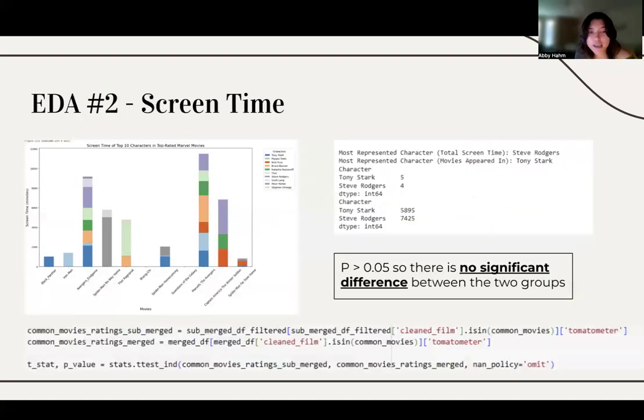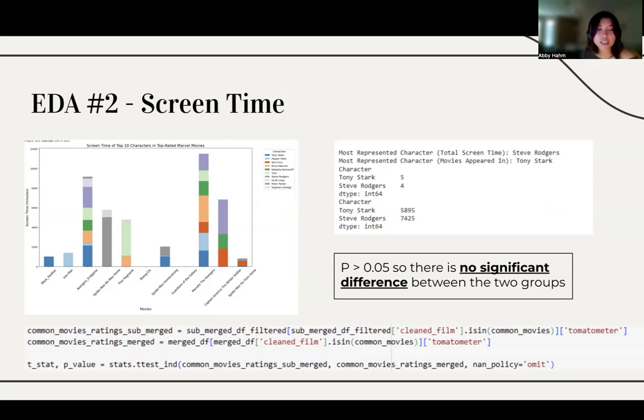For our second EDA, we analyzed the relationship between the appearance of certain characters and their Rotten Tomatoes ratings. So the graph on the left shows the top 10 characters in their screen time in proportion to the others in the narrowed down top 10 tomato rated movies. And from here, we can narrow down the top characters in terms of the most minutes and the most movies appeared, which would end up being Tony Stark and Steve Rogers.